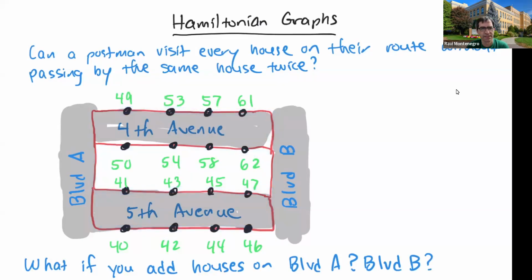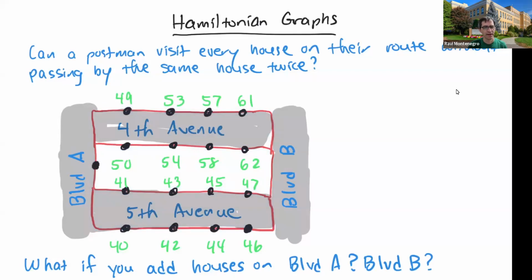Well, let's change the question around a bit. What if I add a house on Boulevard A? So we'll put that in here. I won't worry about writing the address. And let's try again. Well, the same path actually works. So our postman can still deliver everywhere. Doing pretty good so far.